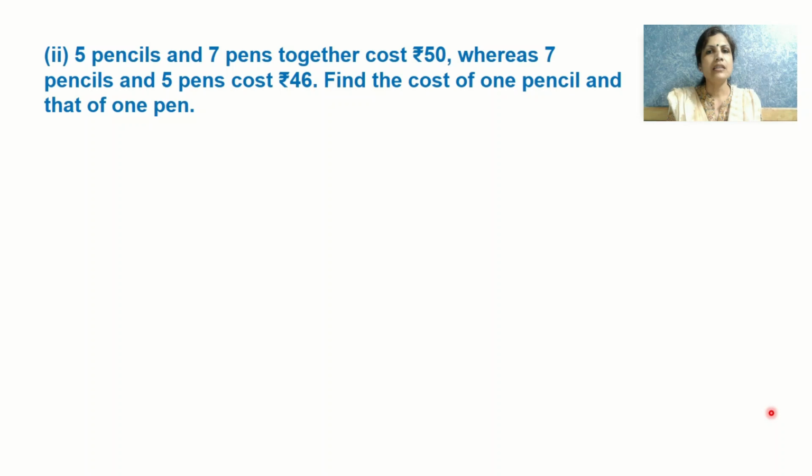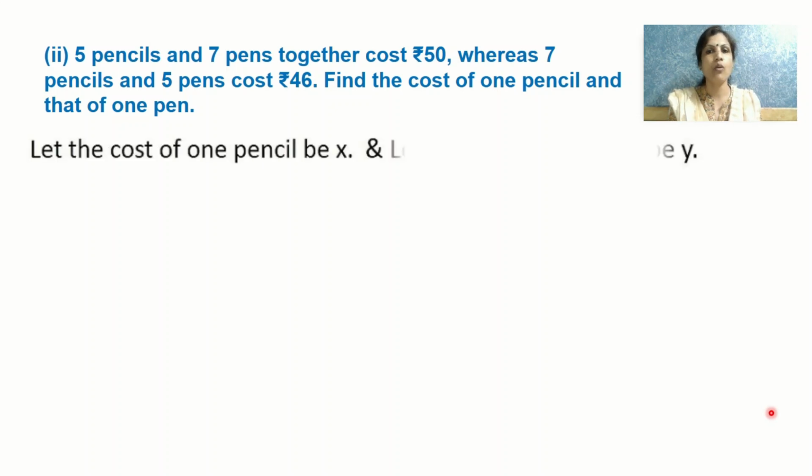5 pencils and 7 pens together cost rupees 50, whereas 7 pencils and 5 pens costs together rupees 46. Find the cost of 1 pencil and that of 1 pen. Since we have to find cost of 1 pencil and 1 pen, we will consider price of 1 pencil as x and that of 1 pen as y.